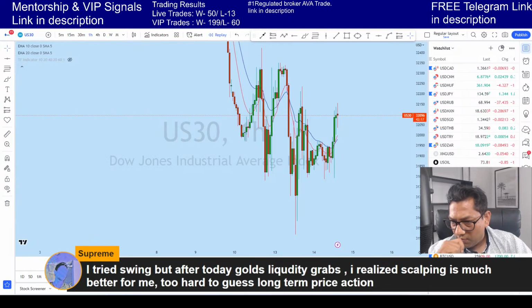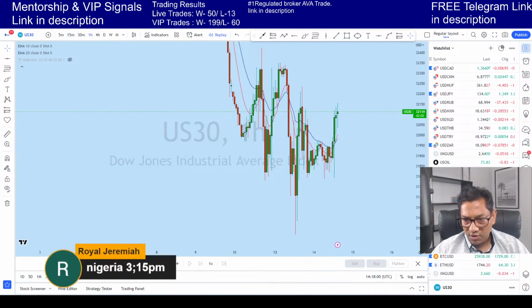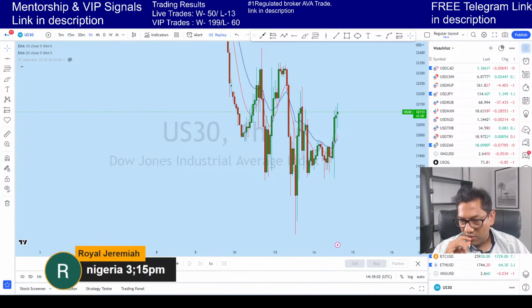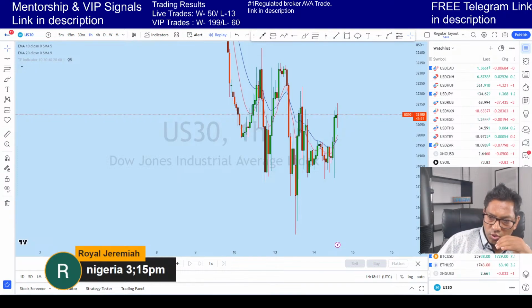I tried swing, but after 2 days of gold liquidity gap, I realized that scalping is much better for me. Too hard to guess long-term price action. Nigeria, 3:15 p.m. Thank you. So what kind of trader are you? Let me know. What do you love to trade? So Supreme says that he tried swing, and after today he realized that scalping.